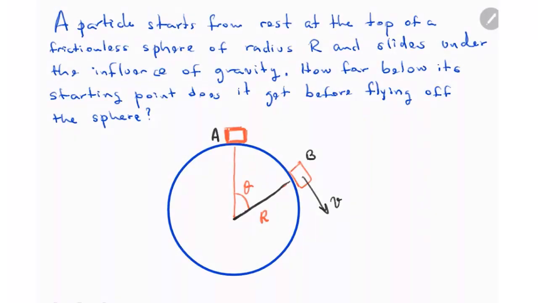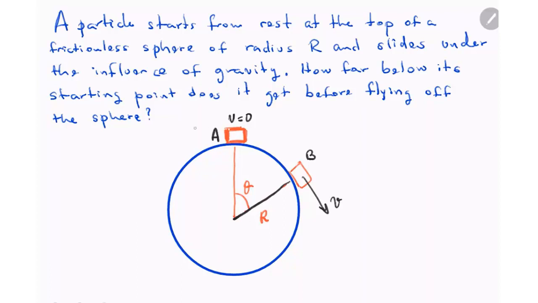Hi guys, in this new opportunity we are going to solve this problem. The problem says that we have a particle that starts moving from the rest at the top of a frictionless sphere of radius r and slides under the influence of the gravity. How far below its starting point does it get before flying off the sphere?